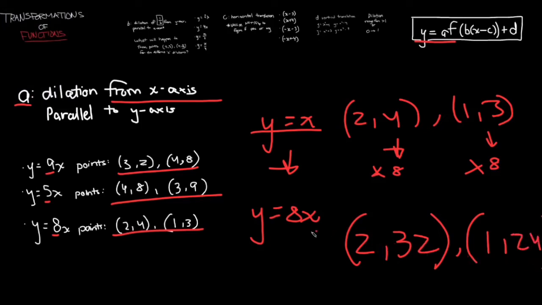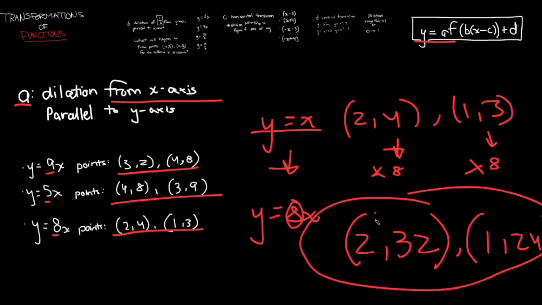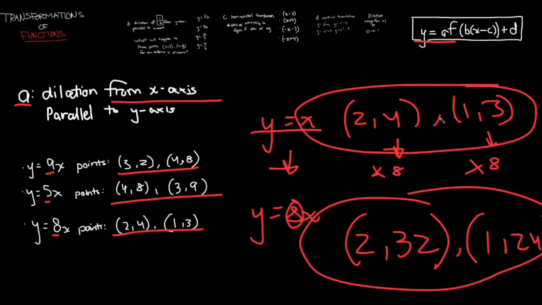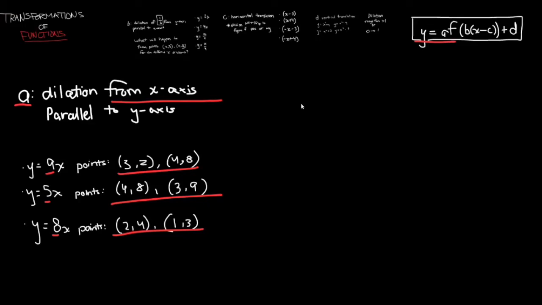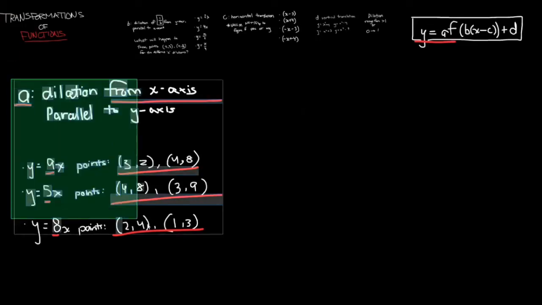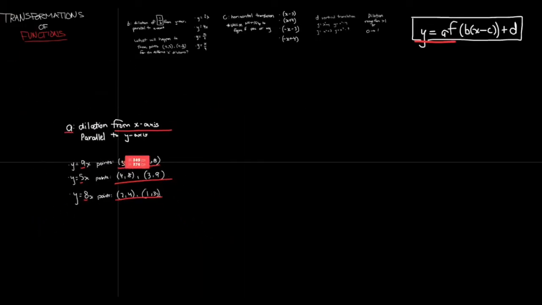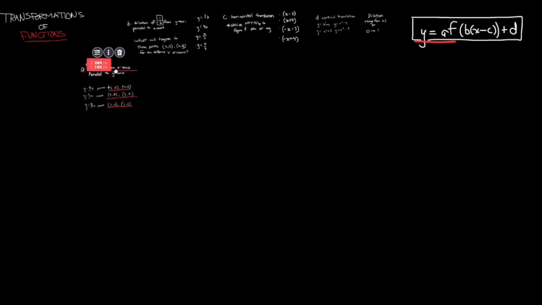So, basically, after transforming it by a dilation of 8, when it is parallel to the y-axis, it results in these new coordinates here that are way different from the original coordinates after transforming the function by a amount. So that's what a does. It basically just changes the y coordinate, and it will change the graph to become more steep, and we will show that later on.